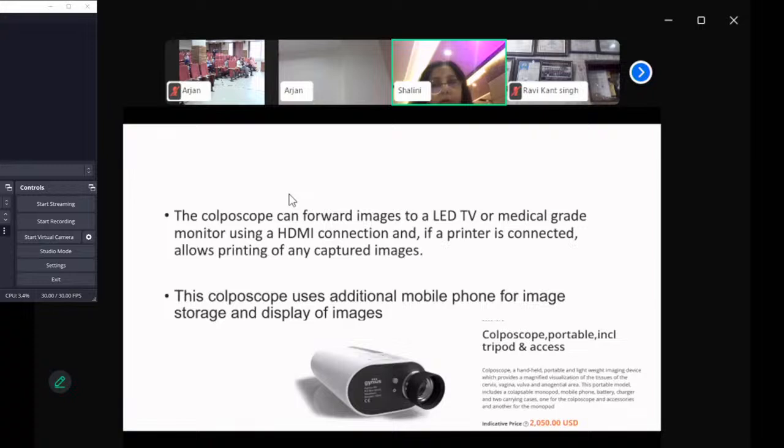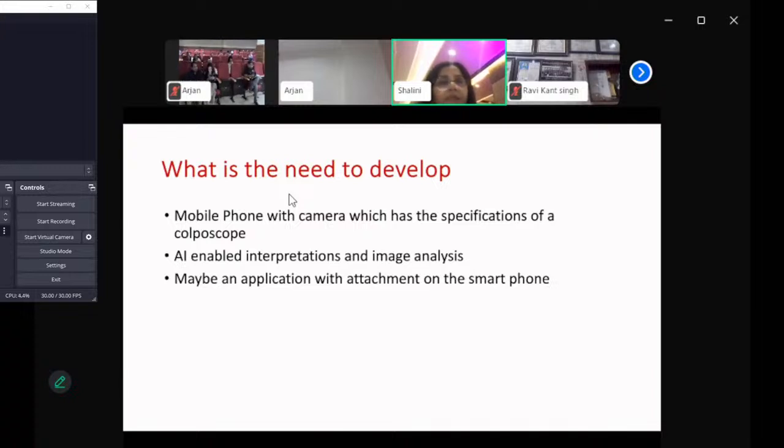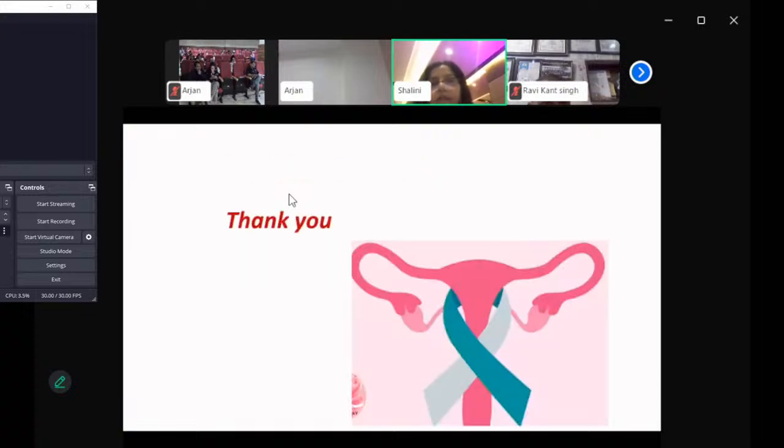The colposcope uses an additional mobile phone for imaging, and you can see the price. It is $2,050 US. So what is the need to develop a mobile phone with a camera which has the specification of a colposcope, AI-enabled interpretation of the image analysis, and maybe an application with attachment on the smartphone? So this is a simple thing which we have in mind. Any questions? I'm ready to take.